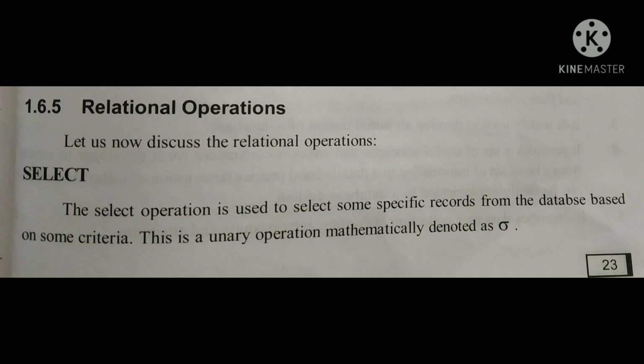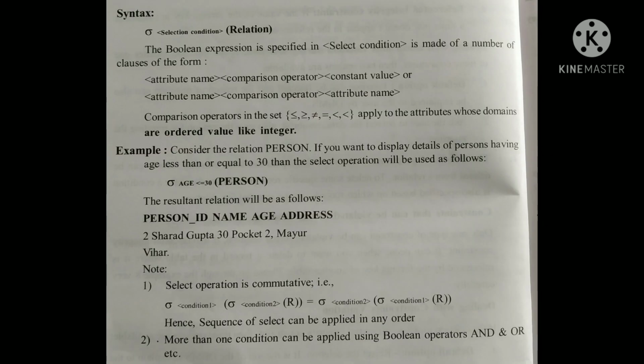Then here we go for a small topic that continues with the relational operators. These are some relational operators. We have select. This select operation is used to select some specific records from the database based on some criteria. This is a unary operation mathematically denoted by sigma. Syntax: sigma selection condition, relation.